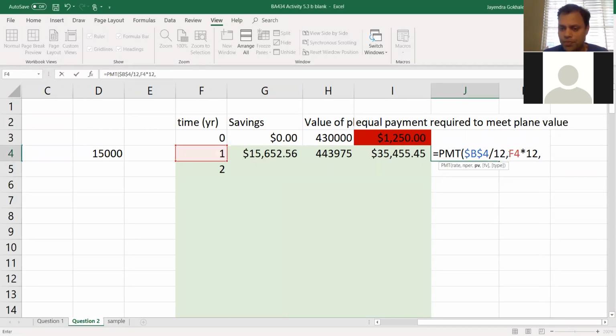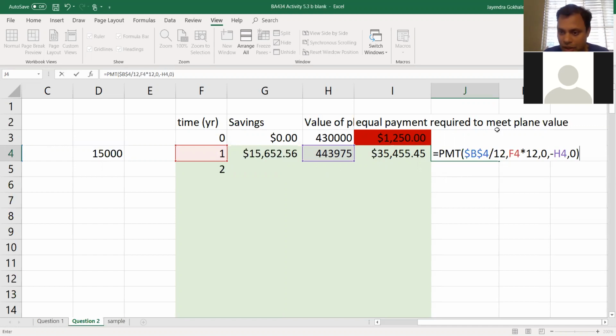Then the next argument is the present value, meaning how much did I start with? I started with $0. How much do you want me to end with? I want to end with the value of the aircraft, which is 443,975. I want to end with that. And type, I'll make a monthly payment at the end of the month.